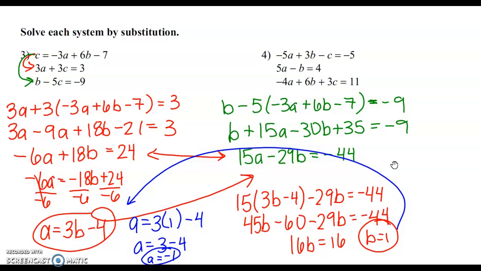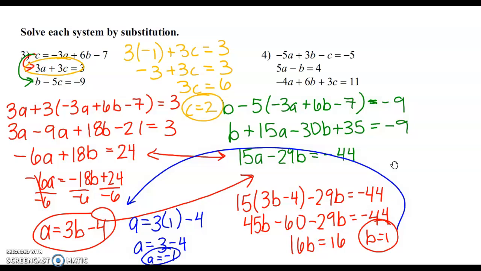Now that I know those 2, back to the beginning. I have to have an equation that has a C. I'm just going to go with that middle one there. It's nice and short. So I'm trying to find C. So 3 times A, which is negative 1, plus 3C equals 3. So negative 3 plus 3C equals 3. Add over 3, 3C equals 6. So C equals 2. Sorry, I got tongue-tied. So the answer A, B, C for number 3 would be A is negative 1, B is 1, C is 2.